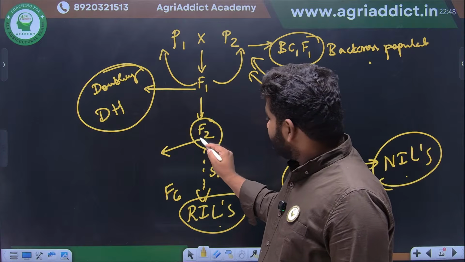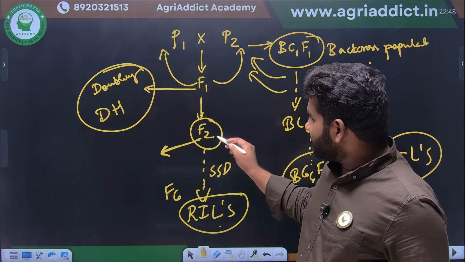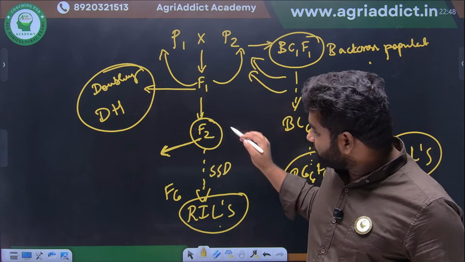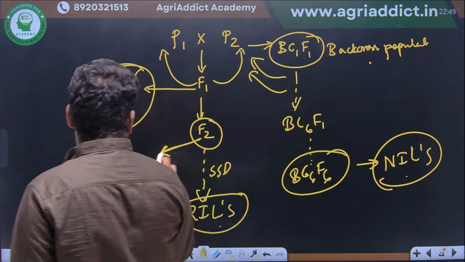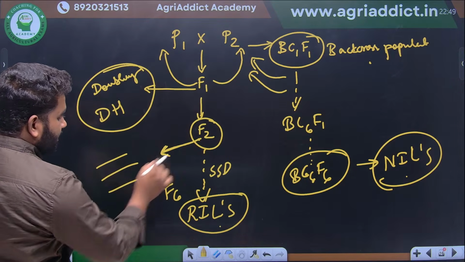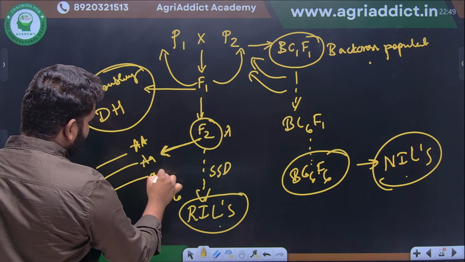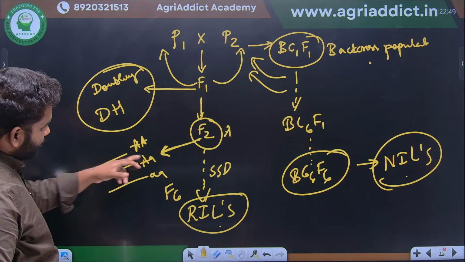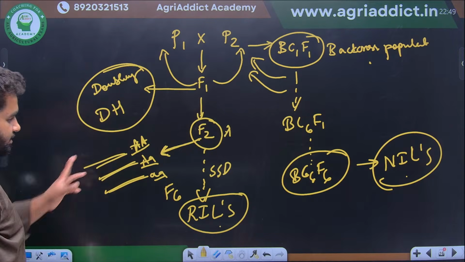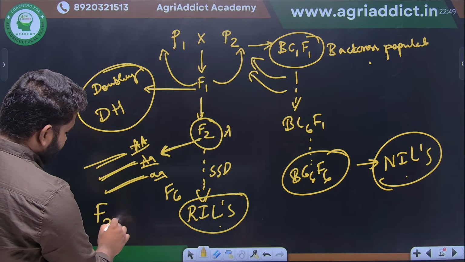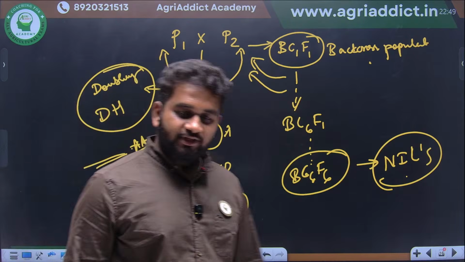But if you grow each F2 plant as a separate progeny, there will be three kinds of genotypes in F2. If you grow those F2 plants in separate rows, your F2 contains capital A capital A, capital A small a, and small a small a. Then you grow each genotype in separate rows. You will call this F2 derived F3. These are the different kinds of populations.